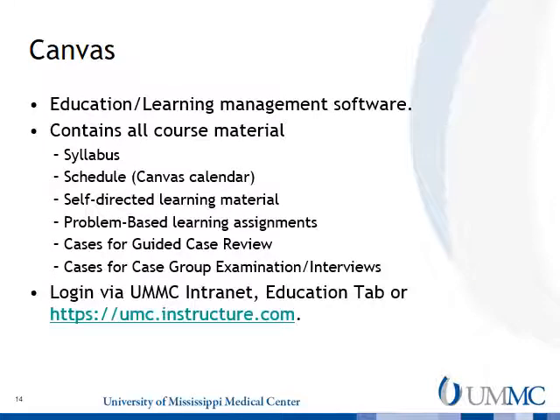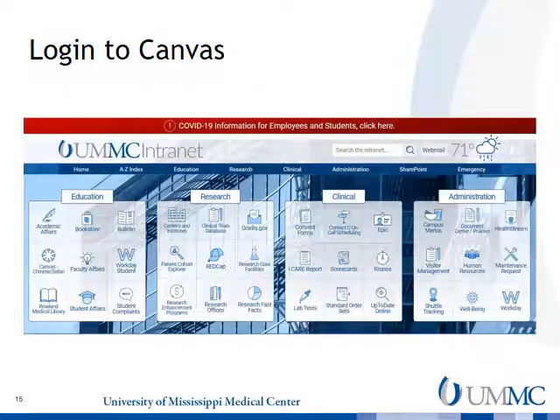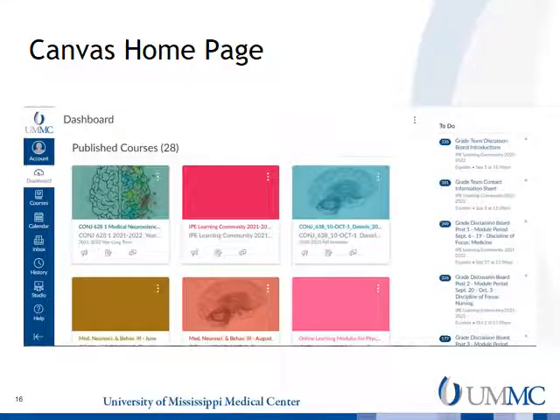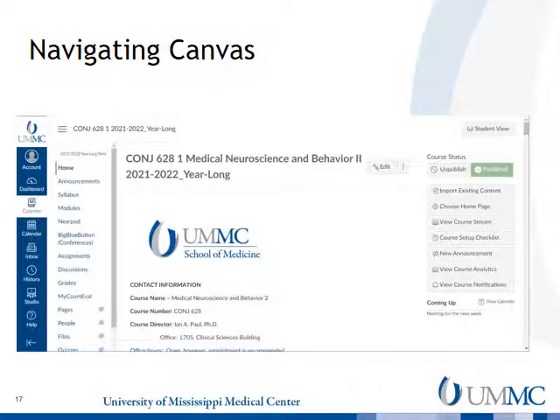To get to Canvas, you can either log in via the UMMC intranet or go directly to the Canvas URL. Once in Canvas, look for Conj 628 for 2021-2022. To log in via the intranet, simply look for and click the Canvas button under the Education tab. This will take you to the Canvas homepage. Click the Conj 628 Medical Neuroscience button. This will take you to the MNB2 homepage.